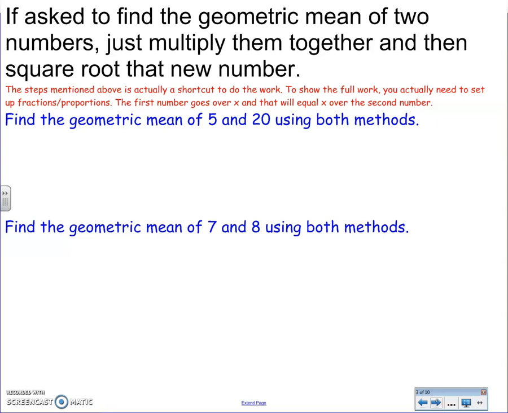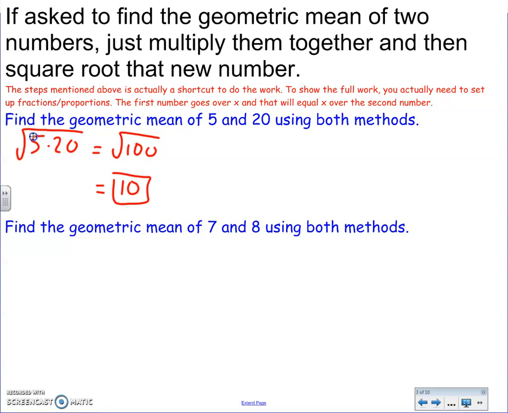So the first is find the geometric mean of 5 and 20 using both methods. Let's do the shortcut method first, and you can do either one, it doesn't matter, but just be able to recognize both. I'm going to do 5 times 20, and then square root that. So really, that's the square root of 100. That is a perfect square. That is 10. So 10 is the geometric mean of 5 and 20.